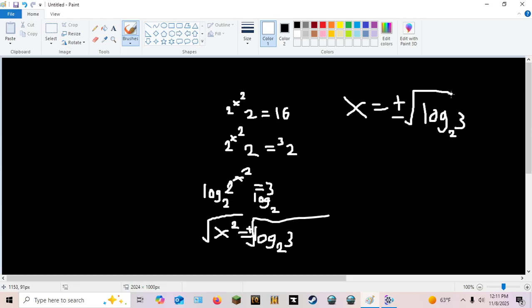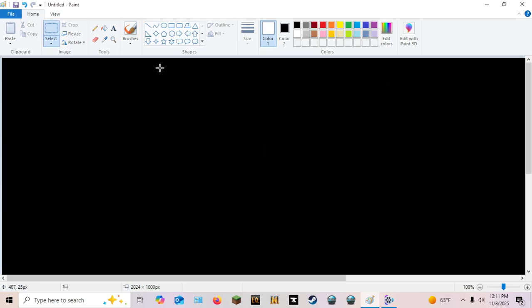That's the answer. And now it has a mixed operation. I see a square root and I see a logarithm. That's cool, interesting. Then what if you have a similar equation? 2 iterated to 2x squared gives us 16.